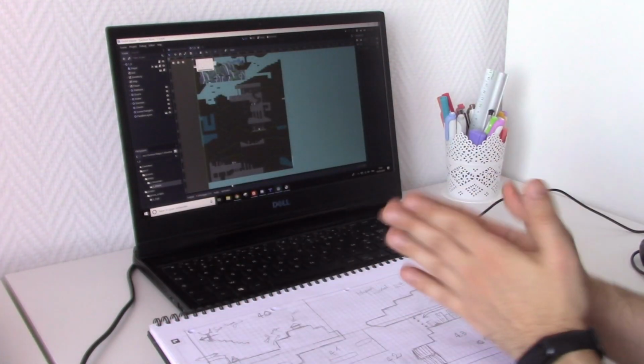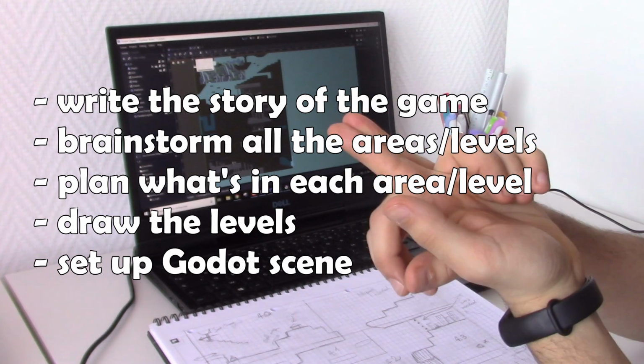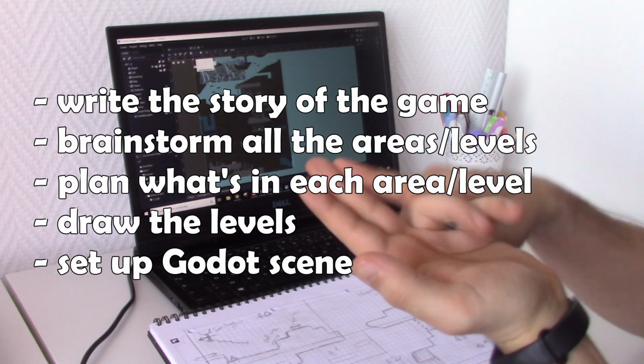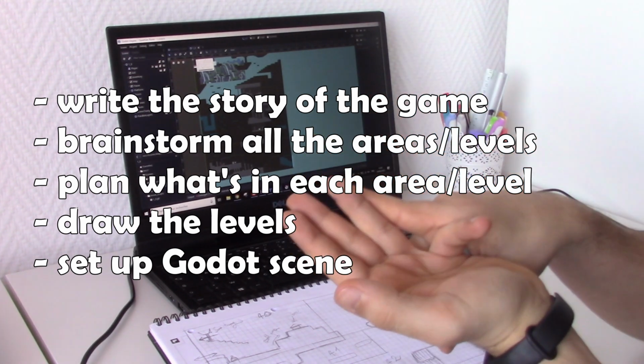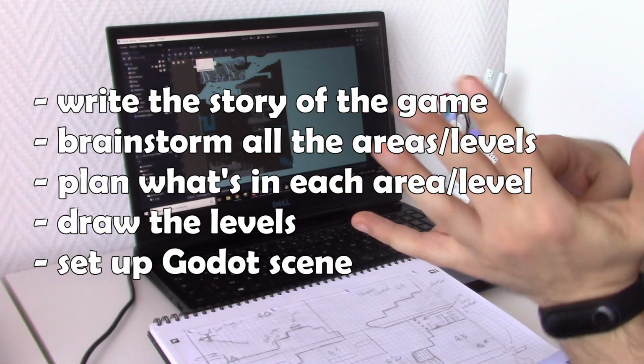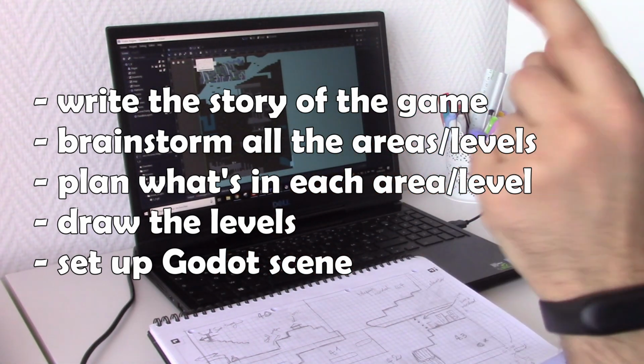So to sum things up, I started by writing the story of the game. I did some brainstorming of all of the areas that I wanted in the game. I did some planning for every single one of those areas. I then moved on to the drawing of every single area. And then finally, I moved all of that into Godot. And I make sure that every single Godot scene has everything that I have in my table.